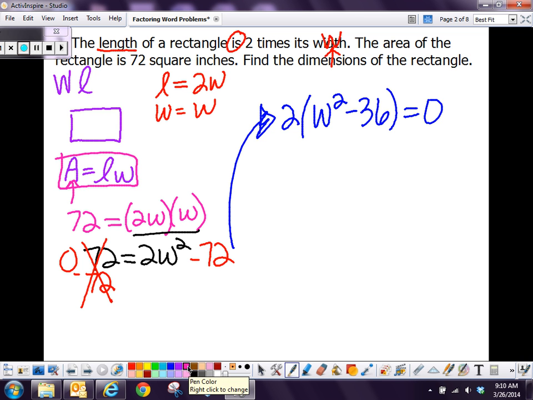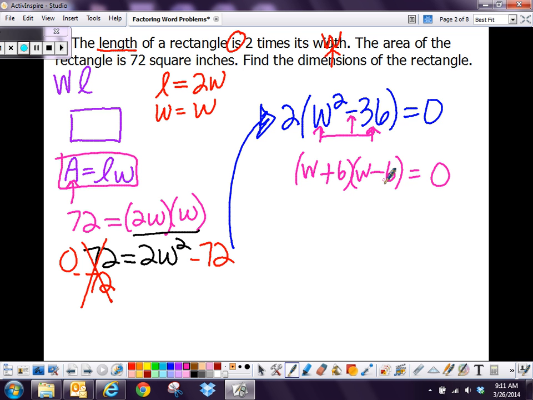Okay, now I have to factor this binomial. Now, the first question you should ask yourself when you see a binomial is: is it a difference of squares? And this is. We have a difference. W is squared and 36 is a square. Okay, so this can be broken up into two factors. One's going to be plus, one's going to be minus. W times W gets me W squared. And 6 times 6 gets me 36.